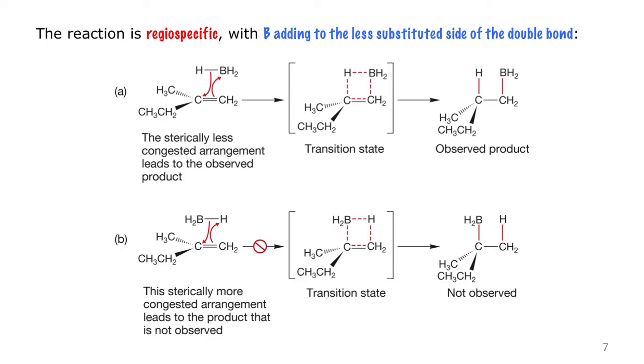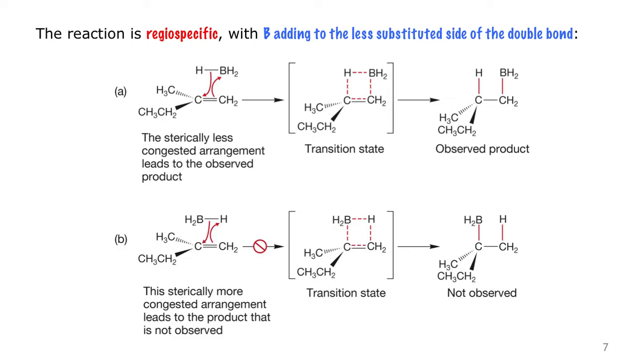The other thing we know about this reaction is that it is regiospecific. If you have a carbon-carbon double bond that is differentially substituted on either end, as in this example, where we have a CH2 on this end, but the other end has a methyl and an ethyl group on it, what we observe is that the borane adds in such a way that you specifically get the boron added to the less substituted carbon and the hydrogen added to the more substituted carbon.